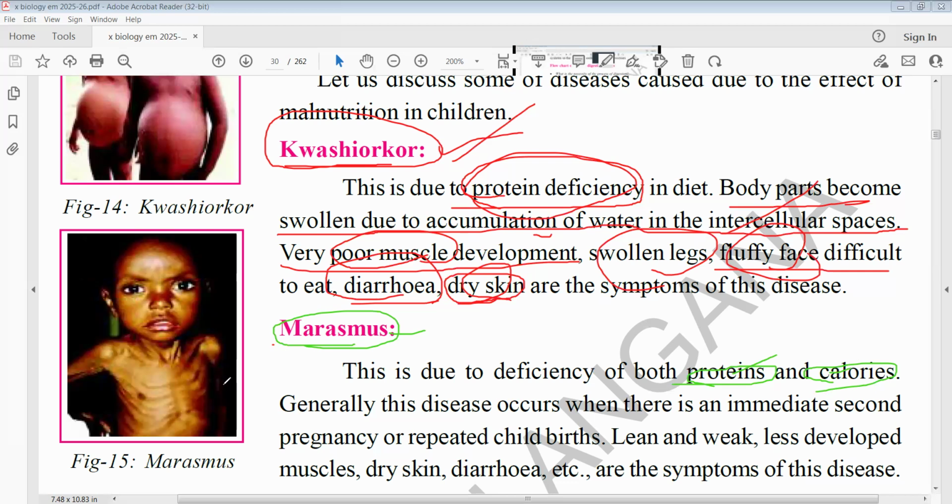when a female gives birth continuously, immediately after the first birth, the second-born children become like this. So the main symptoms of this person, this boy, are lean and weak. The muscle will not develop, so you will be weak and lean, and the skin will be dry. Here also we can see diarrhea. Major symptom: muscle will not develop. So this is about marasmus.